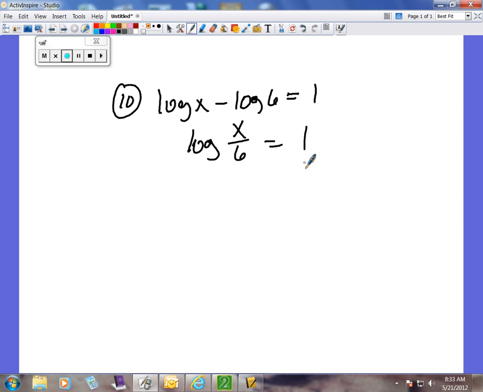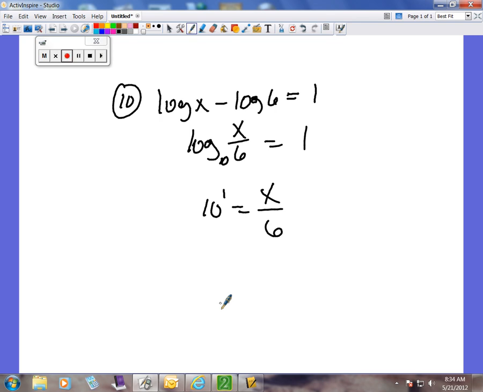Now, you can't say x over 6 equals 1. We don't have the log of both sides, do we? How do we do number 1 in your examples? Wrote it in what form? Exponential. Your base is 10. So what do we have? 10 to the first equals x over 6. X equals 60, correct.